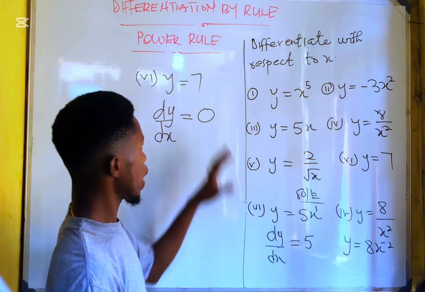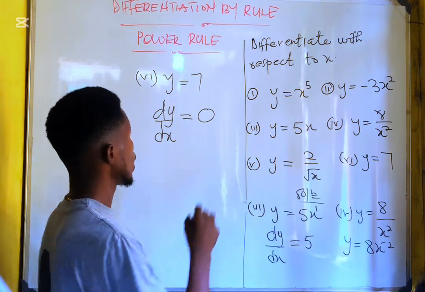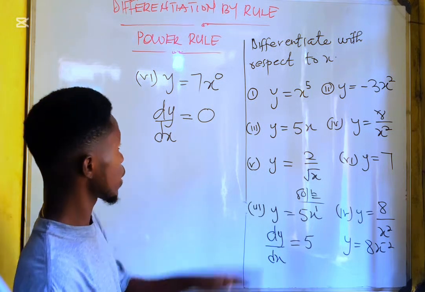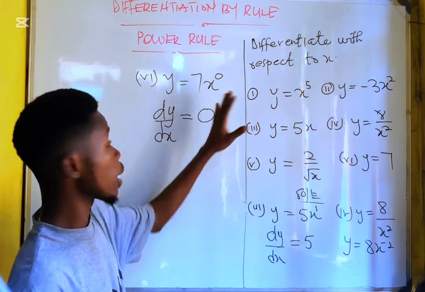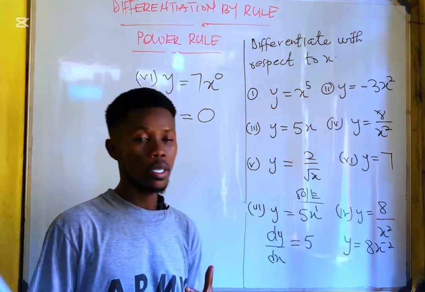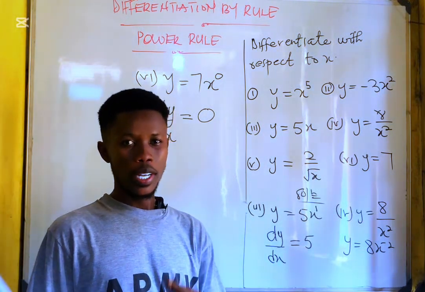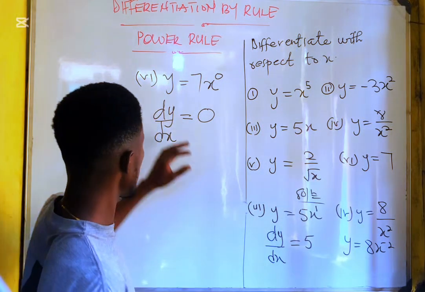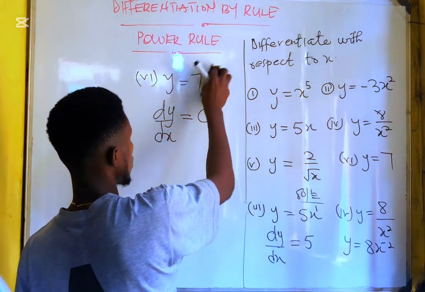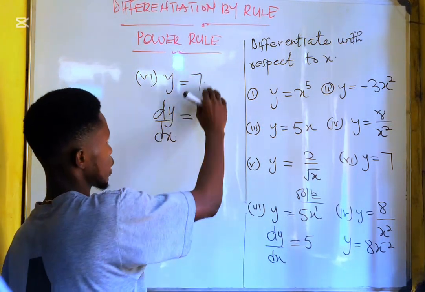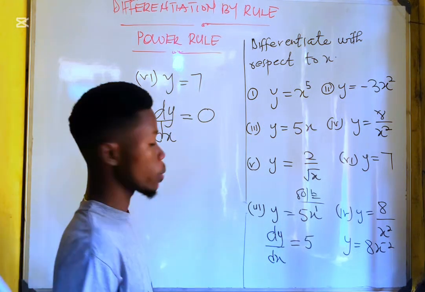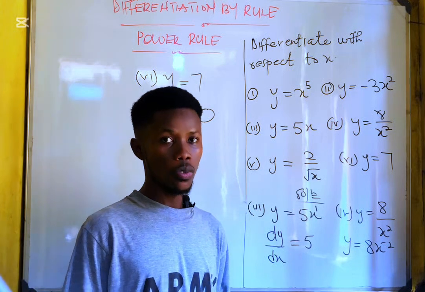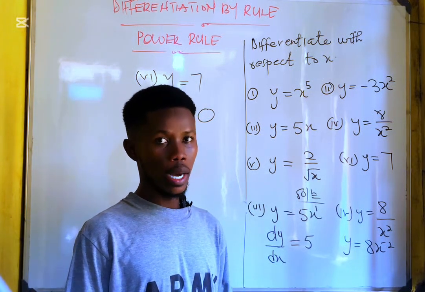Okay, why are we getting 0? Because this 7 here is also having x attached to it, but it is power 0. We all know that x to the power 0 is 1. So 1 times 7 is 7. So when we have a constant, the constant is having x attached to it, just that it's power 0. So anytime you are asked to differentiate a constant, you get what? 0. All right. Now you can use the first principle to prove why that one is 0.